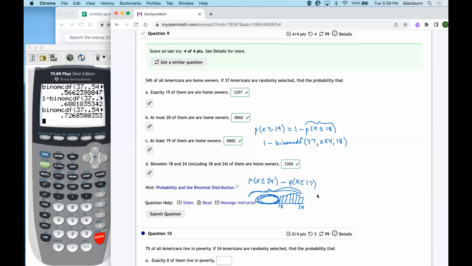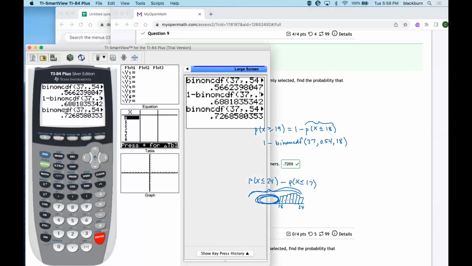No questions? For D, how did we get to that number? Sorry, I spaced on that part. 0.7269. Yeah, well, I use the calculator to do that. Can you see my calculator over here still? Yeah. So you just use the binomial CDF 2 times. You do the binomial CDF 37, 0.54, 24 minus the same thing with 17 instead of 24. Okay. Does that make sense, Ponce? Kind of. Yeah.